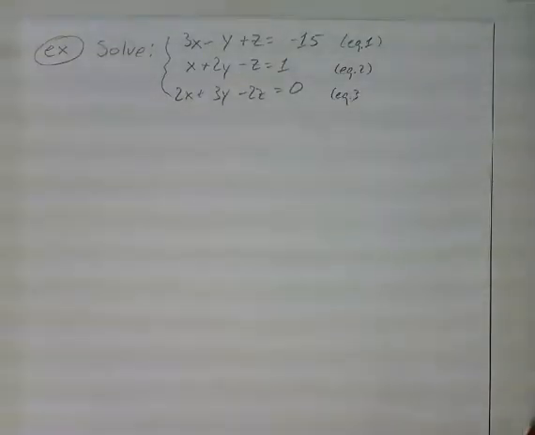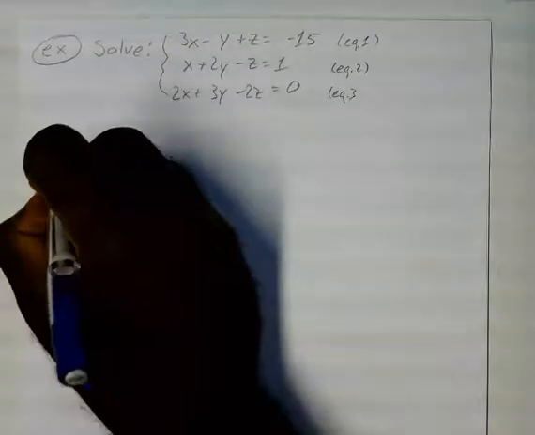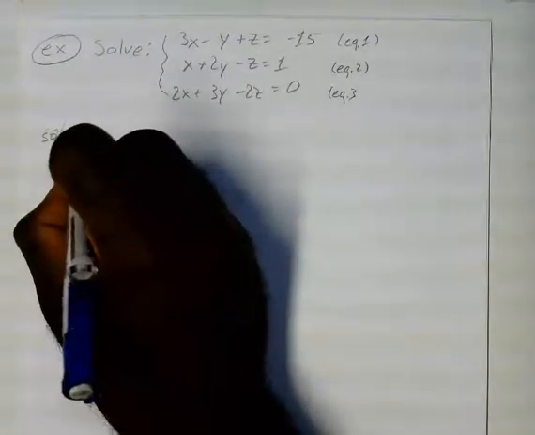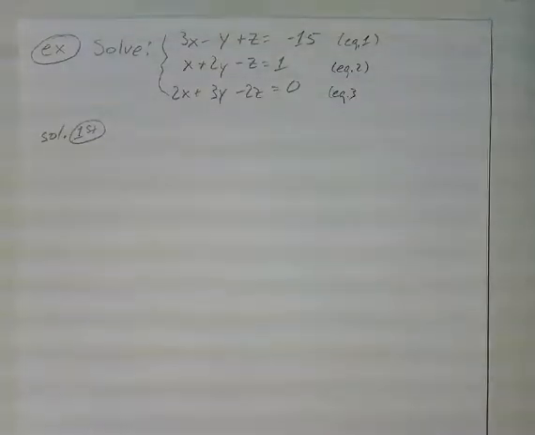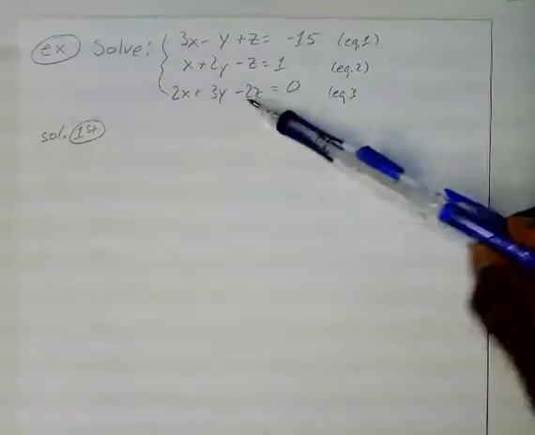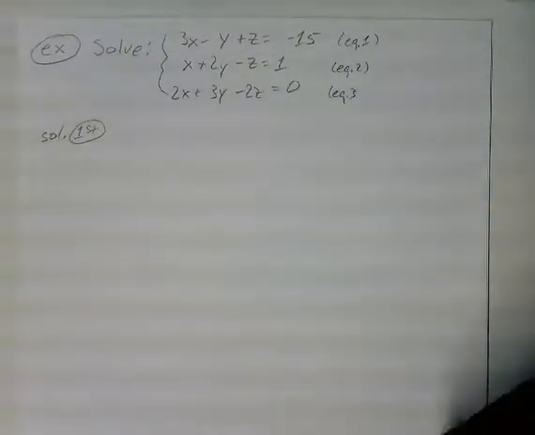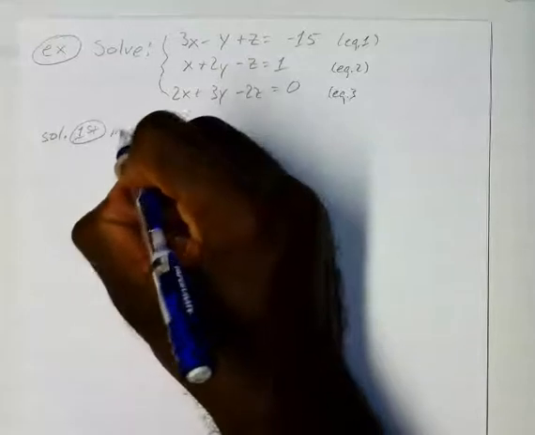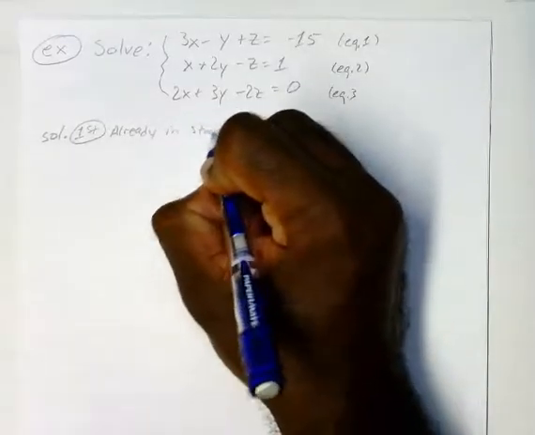So, all right. Now remember our first step. I'm going to go ahead and solve this one. First step is to put it into standard form, but it's already in standard form, so we're good there. All the x, y, and z variables are on the left. All the non-variable terms are on the right. Okay. So it's already in standard form.